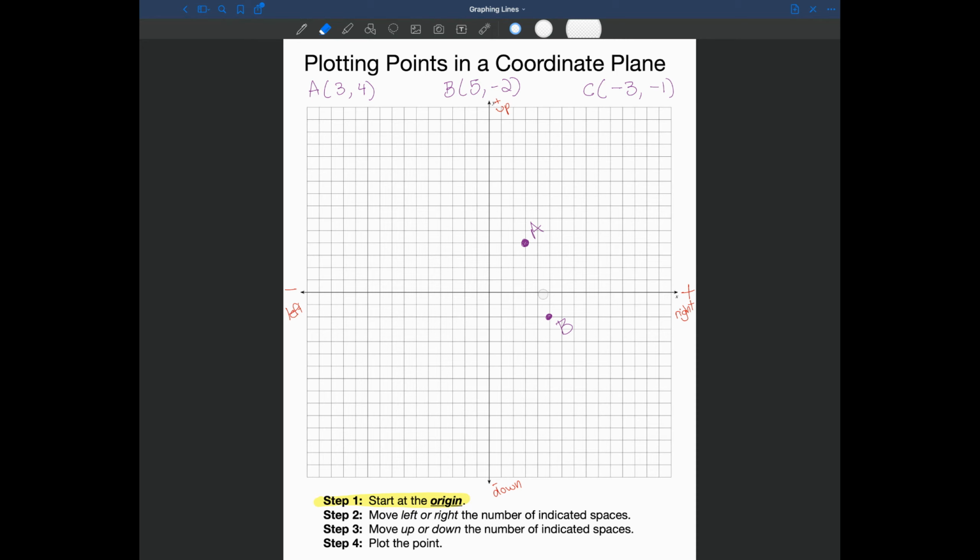And our final point is point C. This time we have an x value of negative 3. Because it's negative, we need to move to the left. So we're going to go left, 1, 2, 3. And then our y value is negative 1. So we're going to go down 1. So down 1, there's my point, and I'm going to label it with a C. And I'm going to erase all this little extra and fix up my point. And that's how we plot our points.